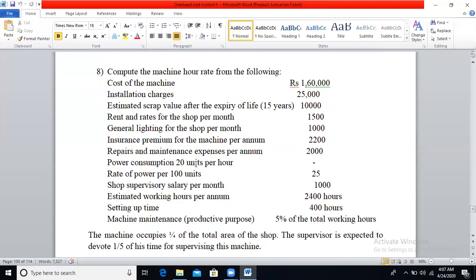So 20 units we are producing. Rate for 100 units they have given, you have to convert it to rate for 1 unit, then you have to multiply with the number of units.